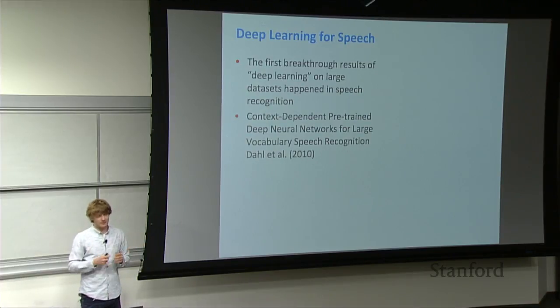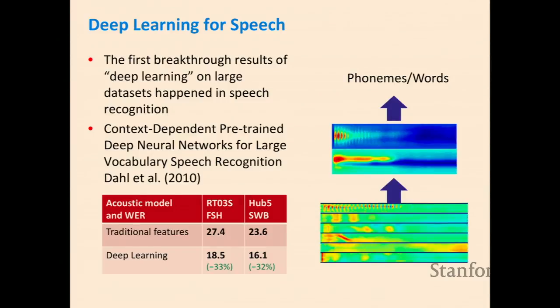So the first major breakthrough in speech was actually by George Dahl in 2010, who used a context-dependent pre-trained deep neural network for large vocabulary speech recognition. That was the title of the paper, and had a really incredible drop in the so-called word error rate, which is the main metric you use to evaluate speech recognition. And in comparison, he had many fewer features than all the previous traditional models had used. And at the time, it only took short samples and then spit out single phonemes, or in some cases, single words. It didn't actually learn the entire problem.